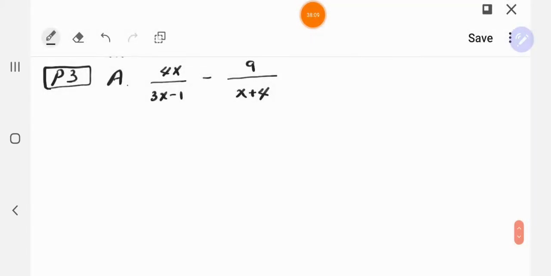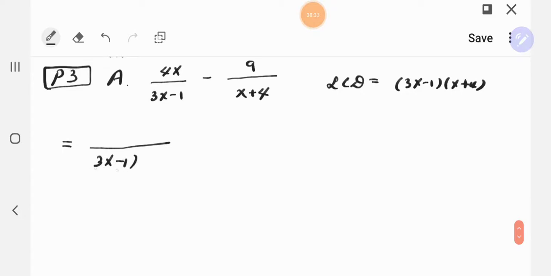Okay, for problem P3, try now. All right, from this, what is the LCD? The denominators are already factored and not factorable. So the LCD is the product of the two denominators, 3x minus 1 and x plus 4. So we can rewrite it so that the denominator will be the LCD, 3x minus 1 and x plus 4, minus 3x minus 1, x plus 4.